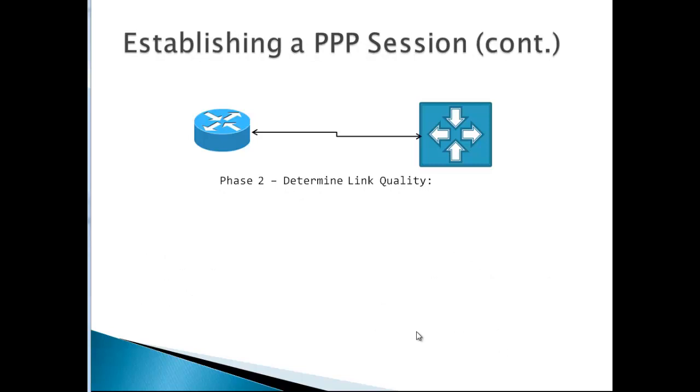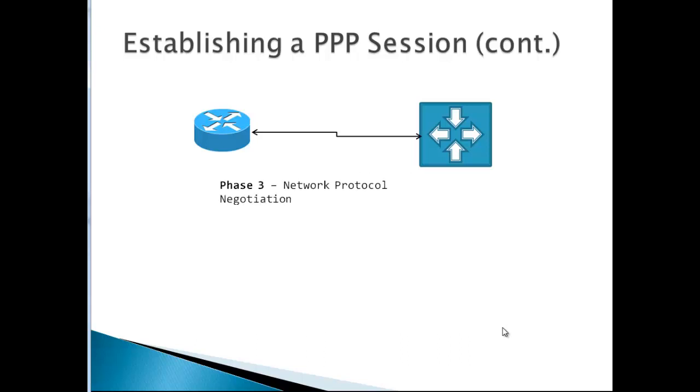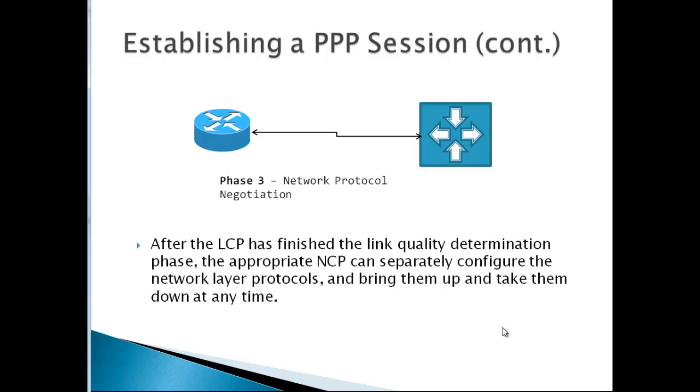Then phase 2, determine link quality. LCP tests the link to determine whether the link quality is sufficient to bring up the network layer. If the link quality is not sufficient, then it's not going to bother with NCP. Then phase 3, network protocol negotiation. After LCP has finished the link quality determination phase, the appropriate NCP can separately configure the network layer protocols and bring them up and take them down at any time.